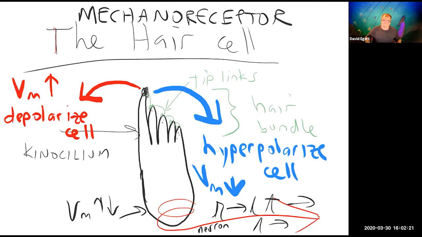So basically, as you bend this in one direction, voltage goes up, which is going to bring this thing closer to its threshold, which is going to make it more likely to be sending down action potentials to the next levels of processing. You bend it the other way, it is then becoming less excitable, less likely to fire off action potentials. So that is going to be the core.